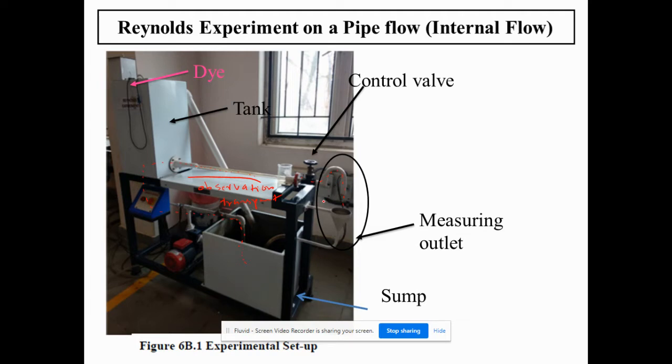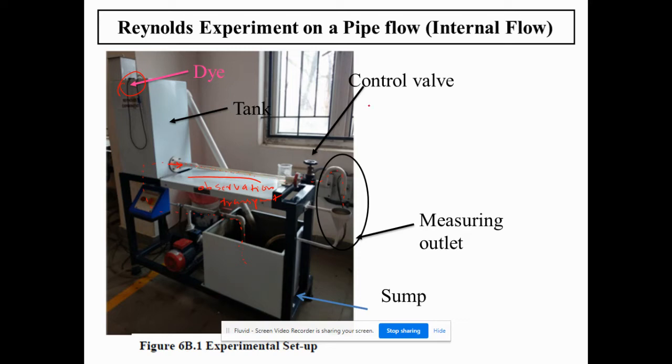So what we are going to do is inject a dye. Here is a dye controller, and we are going to inject the dye over here. There is an exit of the pipe. The dye is being injected, and we are able to see how the dye moves along this particular pipe with the flow.